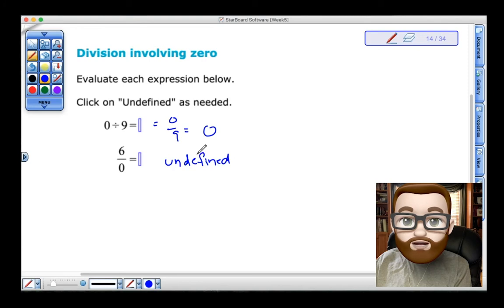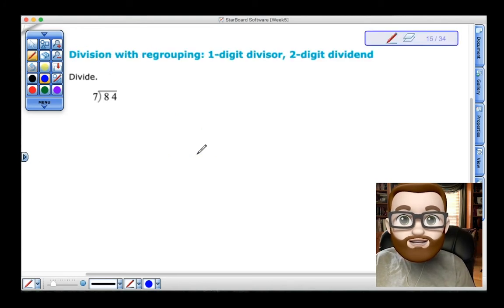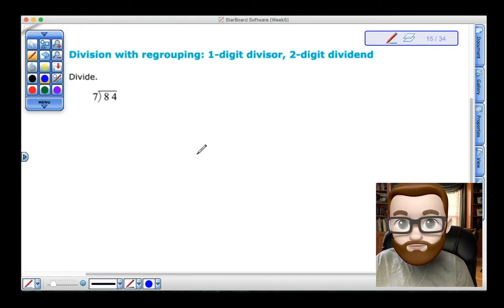Next type of problem we're going to have, we're going back to our days of division. These are going to be nice and easy ones because there's not going to be any remainders. We'll get to that tomorrow. So we're asked to divide 7 into 84, or we can say that as 84 divided by 7.